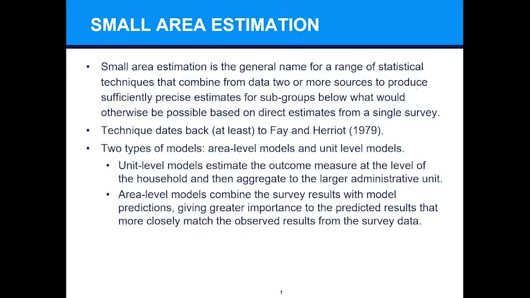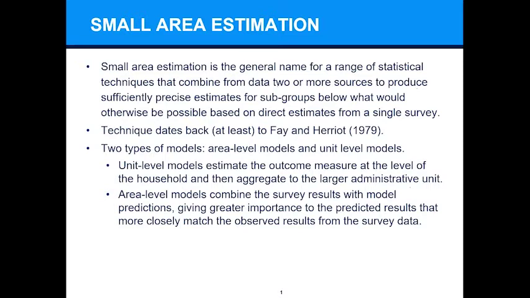Small area estimation is the general name for a range of statistical techniques that combine data from two or more sources to produce a sufficiently precise estimate for subgroups below what would be possible based on direct estimates from a single survey. This literature dates back at least to the work of Bob Fay and Roger Herriot in 1979, though as Ghosh and Rao point out in their 1994 work, the antecedents date back even further.